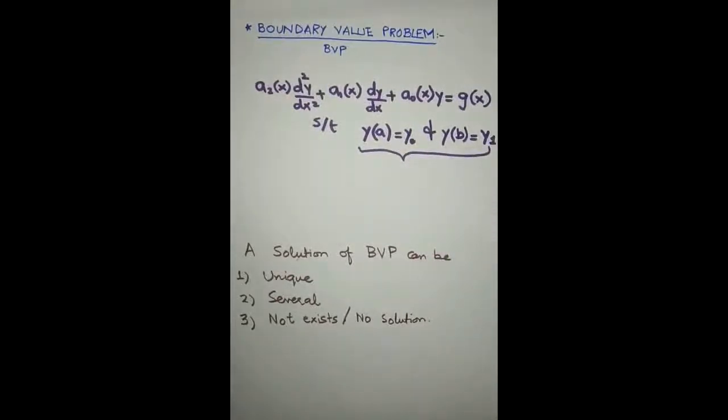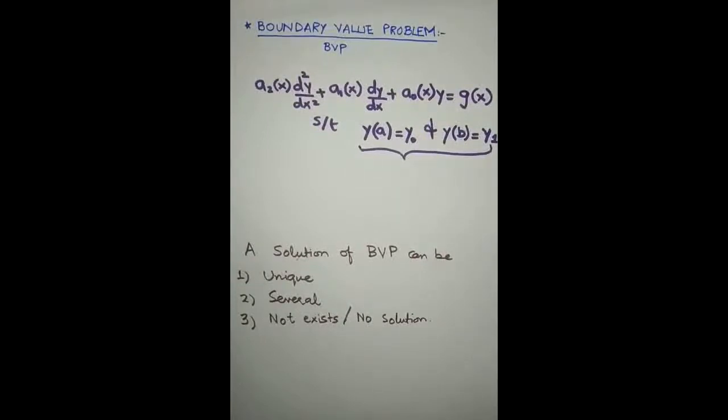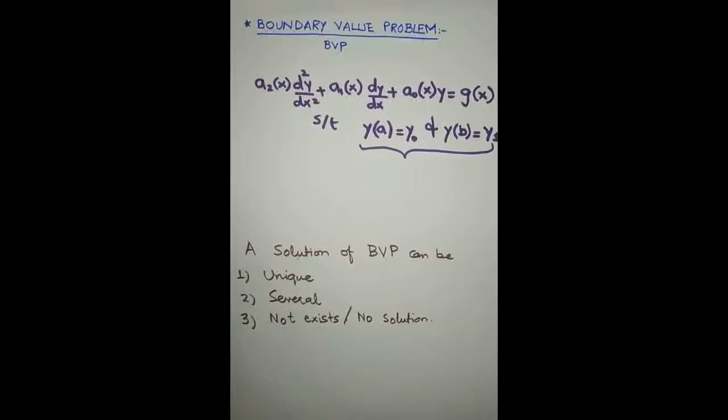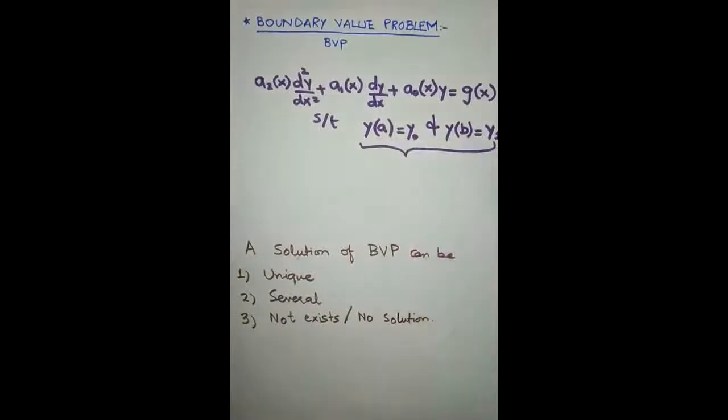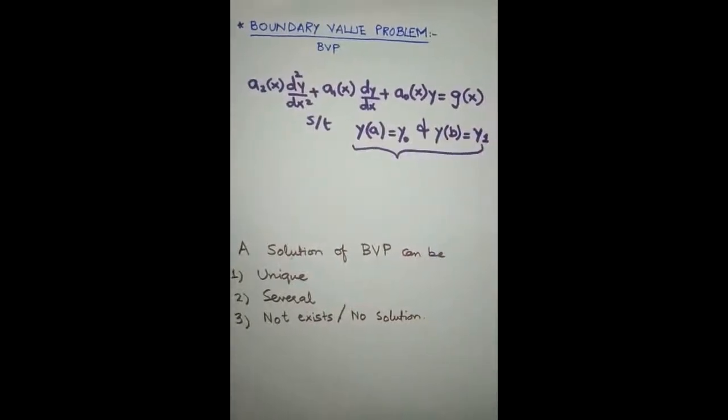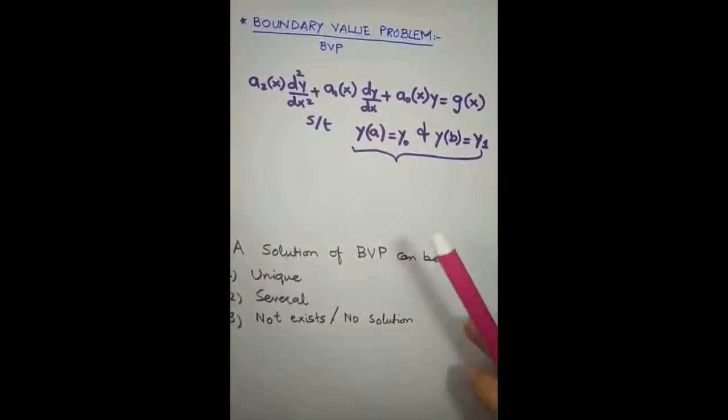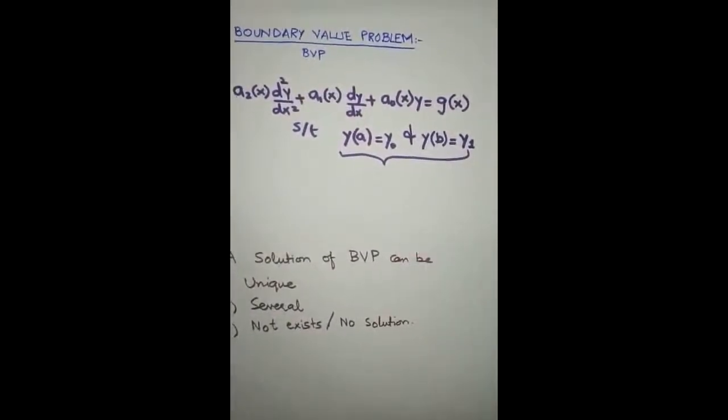Initial value problems have all the conditions at the initial point, like x0 or x1, or y'(x0), y''(x0). So it's all related to the initial value, or x at rest at the very start. But here the conditions are y(a) equals y0, and there is another point, y(b) equals y1. So basically it is concerned with the endpoints.